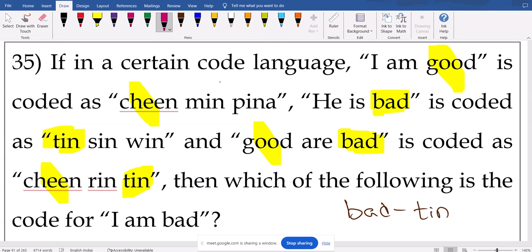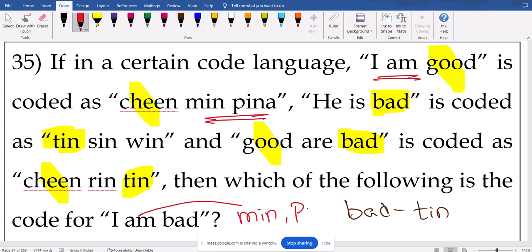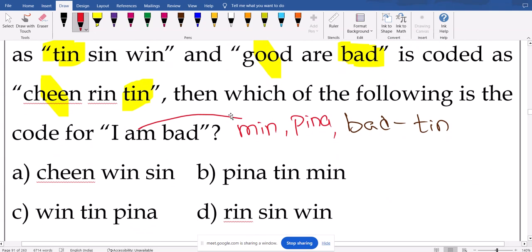Now listen, I want "I am bad." Now, sir, what is I? I cannot say. What is am? I cannot say. But together, "I am" means I want. What should be required for "I am"? Min and pana. Position can be swapped. So, I want "I am bad" means for "I am" I want min and pana, and for bad I want tin. See the options which have min, pana as well as tin. We need to go for those words.